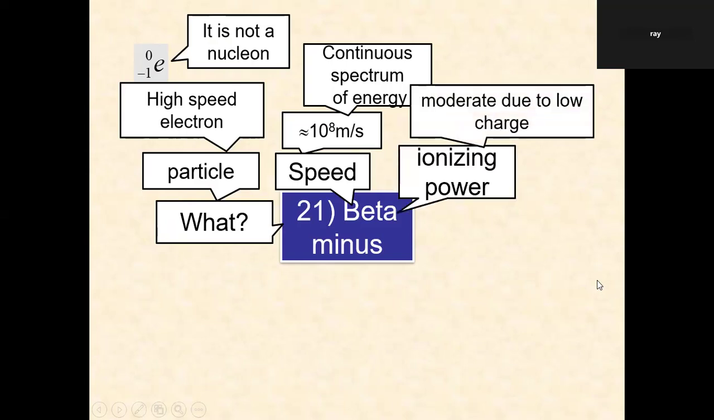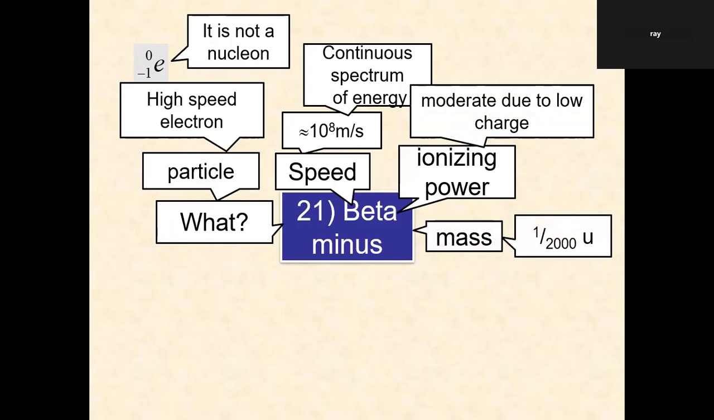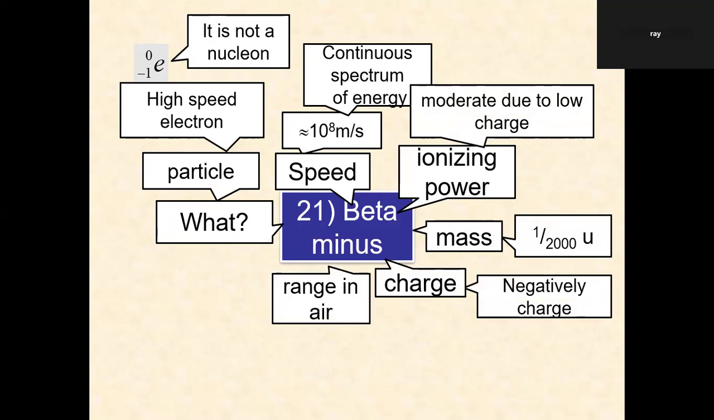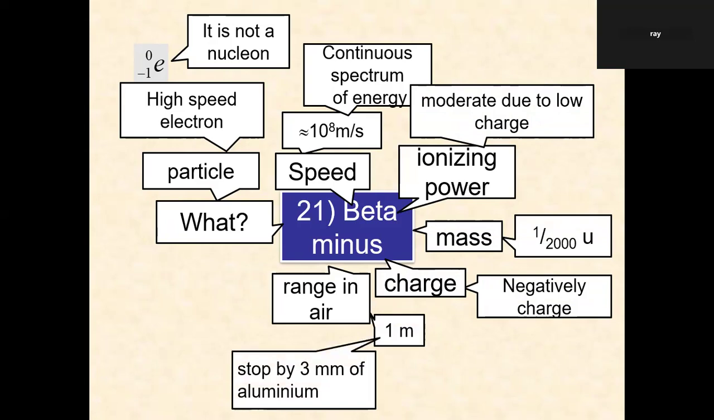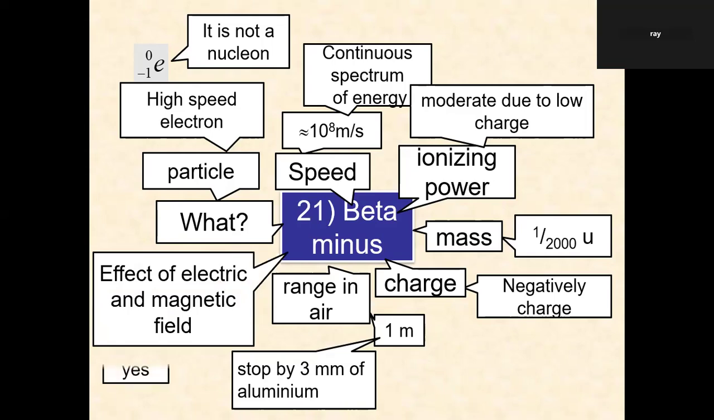Ionizing power, moderate due to low charge. Whereas alpha is huge, much larger mass than electron, so it has more ionization. So this is moderate. Mass, about 1 over 2000 atomic mass unit. Charge, negatively charged. Range in air, about 1 meter lah. Stopped by 3 millimeter of aluminium. All this memory work lah, nothing can teach you. Affected by electric and magnetic field, yes.